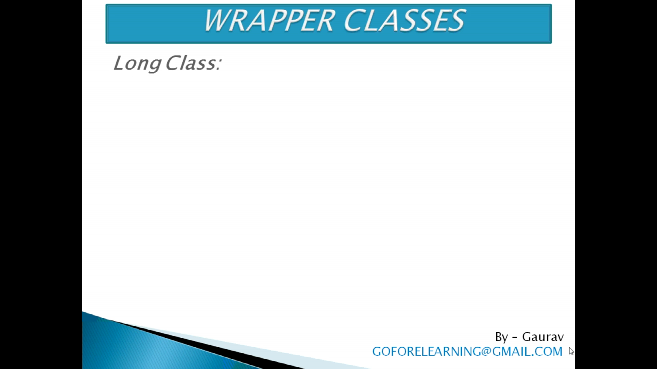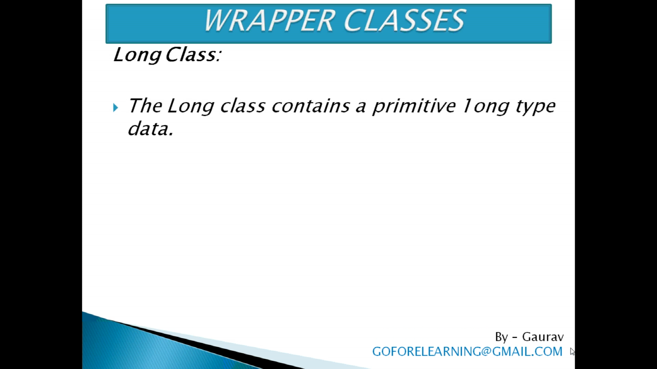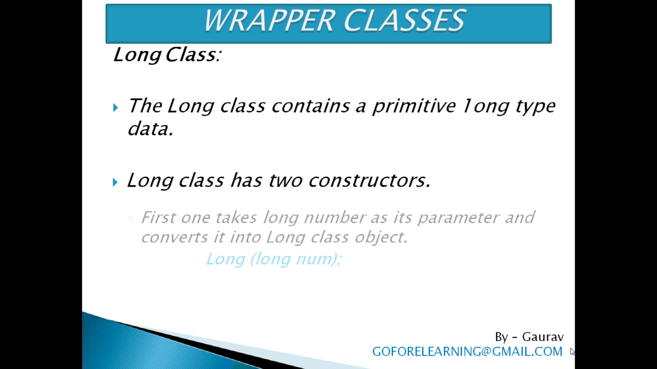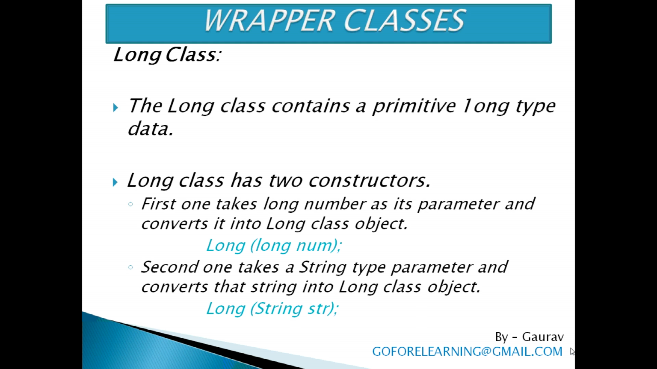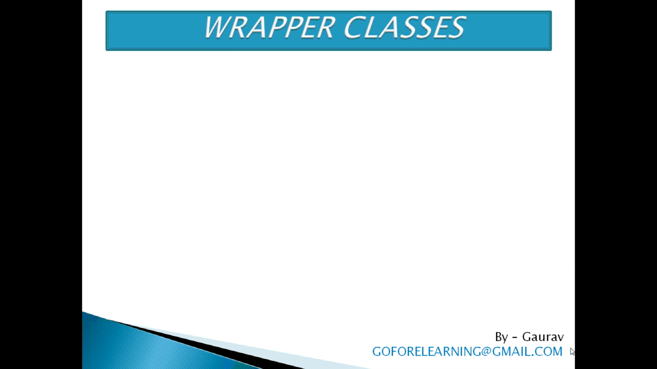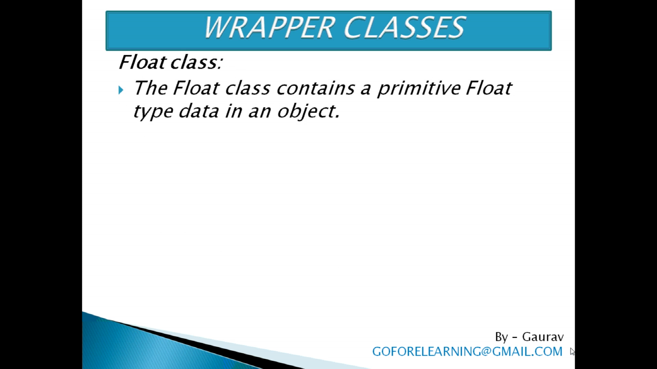Next is Long class. The Long class contains a primitive long type data. Long class also has two constructors. The first one takes a long number as its parameter and converts it into a Long class object, and the next one takes a string type parameter and converts that string into a Long class object. Another one is Float class. The Float class contains a primitive float type data in an object.